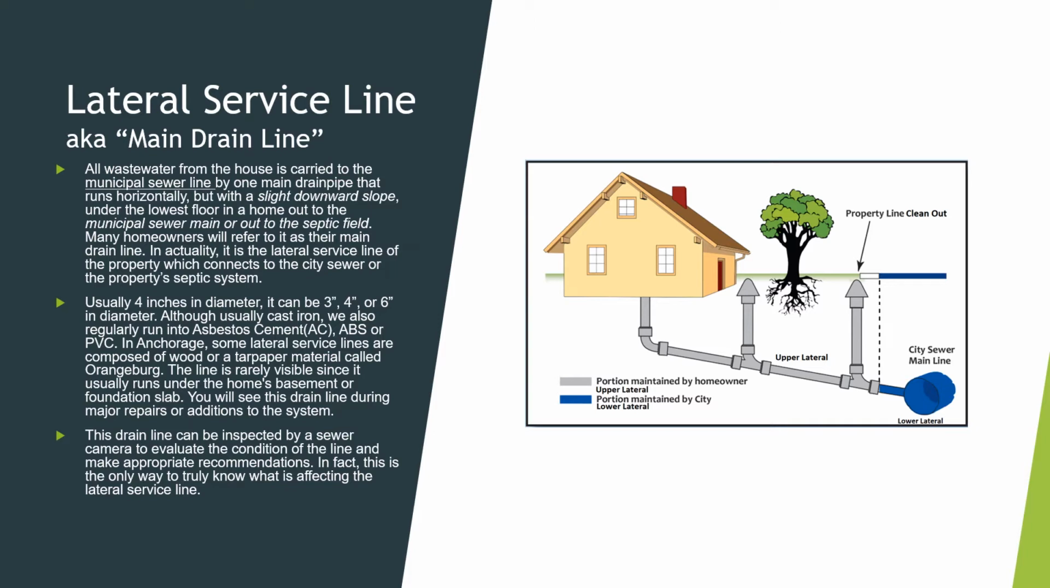Although usually cast iron, we also regularly run into asbestos cement, AC, ABS, or PVC pipes. In Anchorage, some lateral service lines are composed of wood or a tar paper material called Orangeburg. The line is rarely visible since it usually runs under the home's basement or foundation slab. You will see this drain line during major repairs or additions to the system. The drain line can be inspected by a sewer camera to evaluate the condition of the line and make appropriate recommendations. In fact, this is the only way to truly know what is affecting the lateral service line.